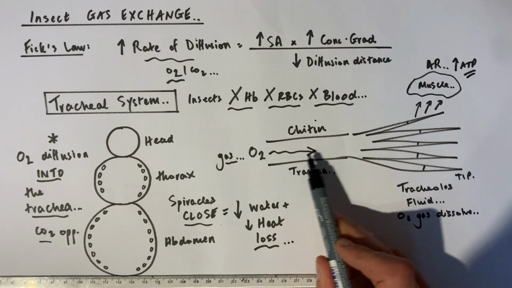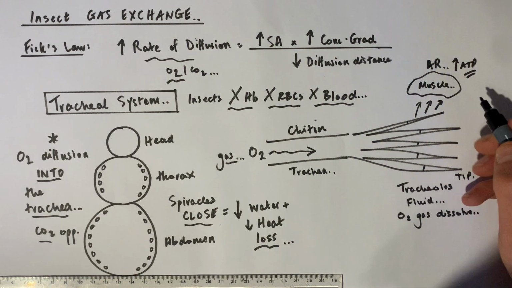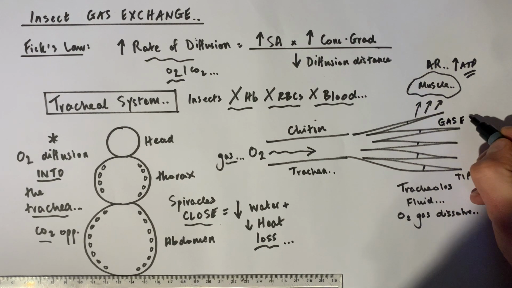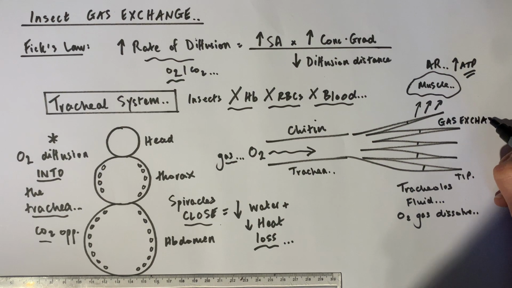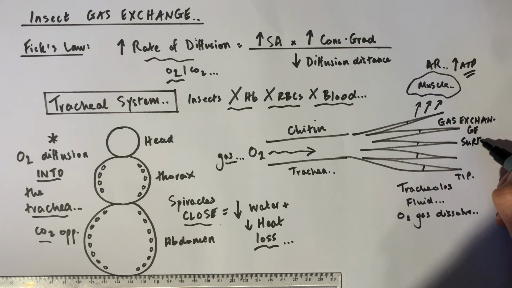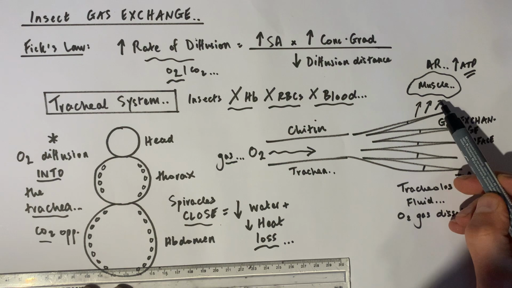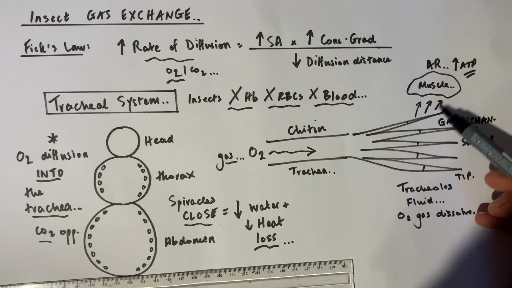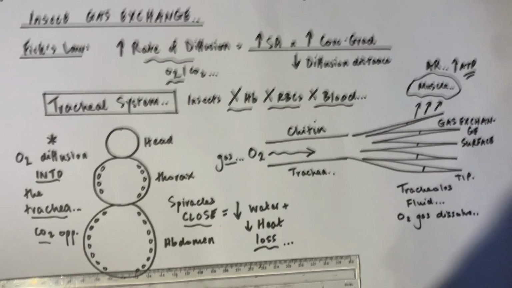The O2 gas simply diffuses down to the tip of the tracheole, and this is the important bit, the gas exchange surface. So it's between the tip of the tracheole and the respiring cell, and obviously the tip of the tracheole's got a very thin wall. It's very close to the respiring cell, so there's a short diffusion pathway for oxygen to diffuse into the muscle cell where it gets used up.